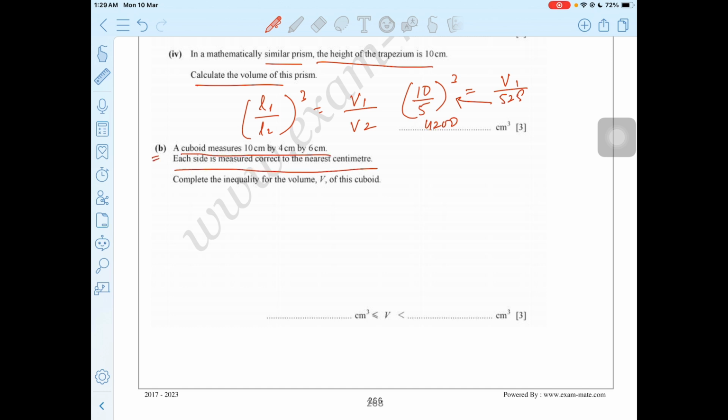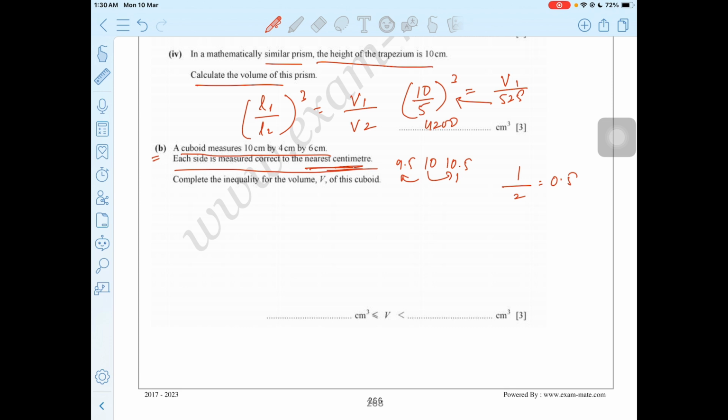In part B, we have a cuboid that measures 10, this. Each side is measured correct to the nearest centimeter. It's correct to the nearest centimeter, right? So this can be 10. It could be either 10.5 or 9.5 because it's to the nearest centimeter, right? So it's calculated to the nearest centimeter, so we divide by 2, we get our answer as 0.5, right? So this can be either 10.5 or 9.5, right?